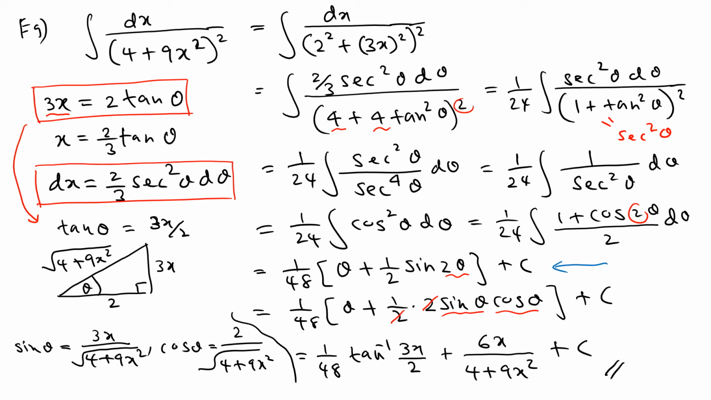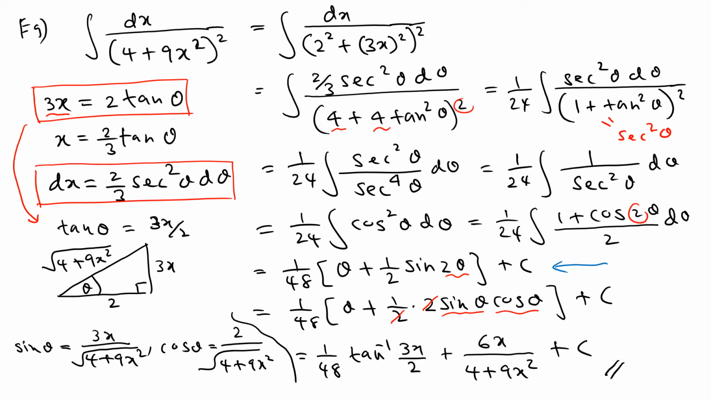I know some people substitute for theta as sine inverse 2, and then for theta some people substitute tan inverse 2x, tan inverse 3x over 2. That is not the final answer, because you still have to simplify if you do it like that. So don't write it like that. That's not complete.